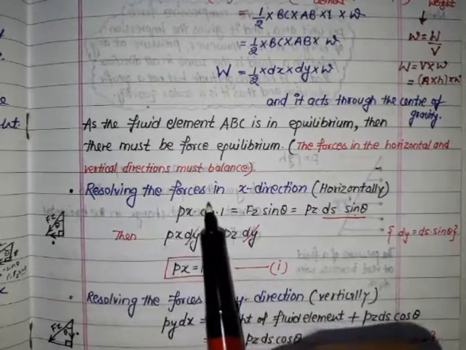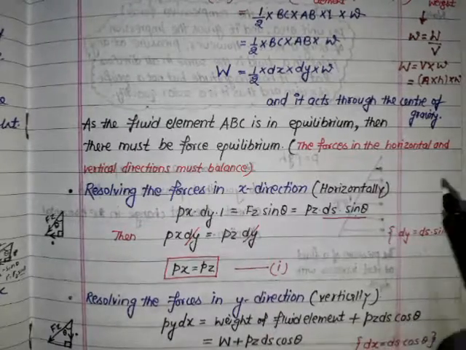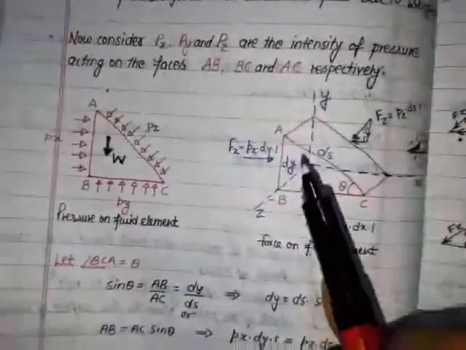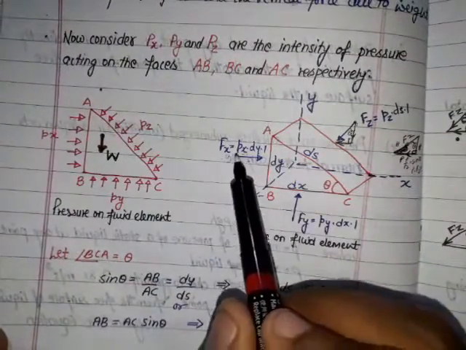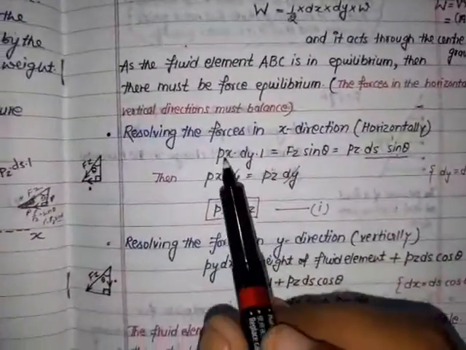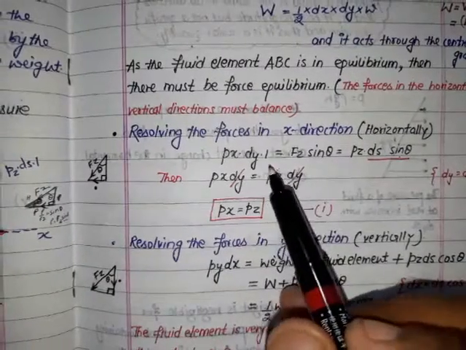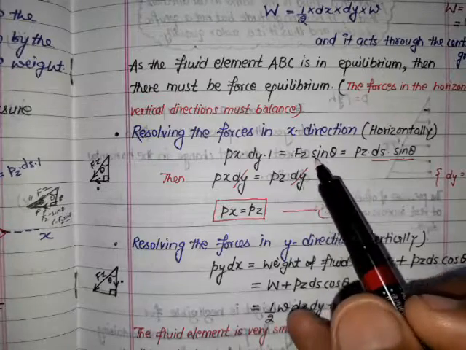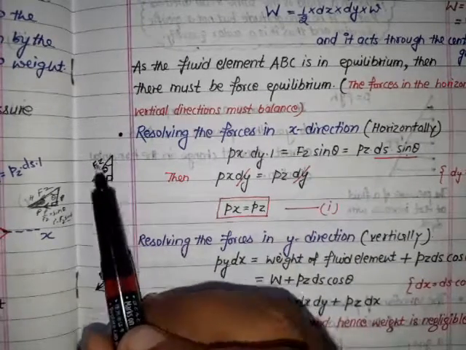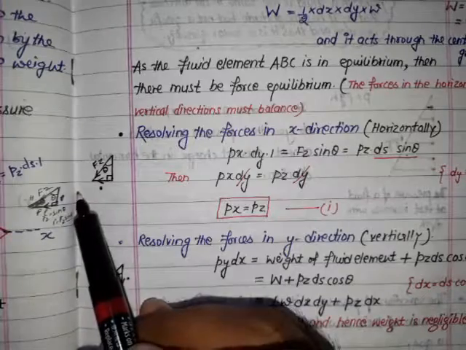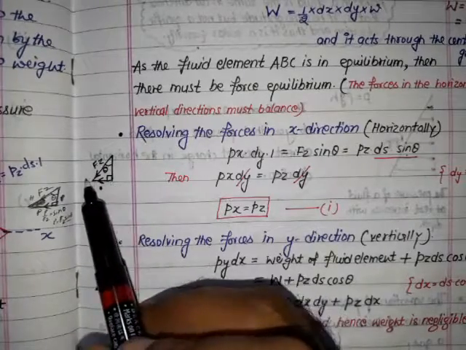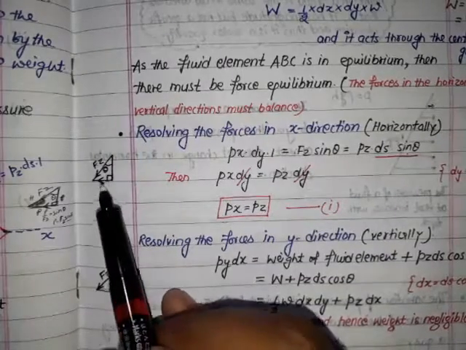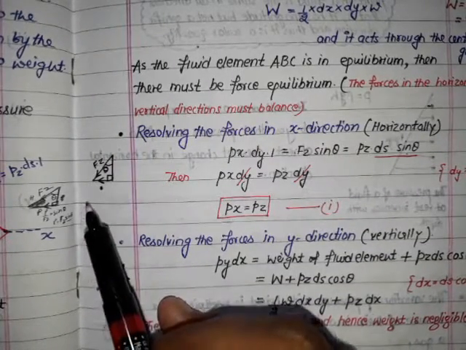The forces in the horizontal and vertical direction must balance. Now resolving the force in x direction, that is horizontal, we have in x direction px dy, that is equal to Fz sin theta. How do we get this value? We have Fz acting on AC. It has two components, one in the horizontal direction and one in the vertical direction, and this is perpendicular, this is angle theta.